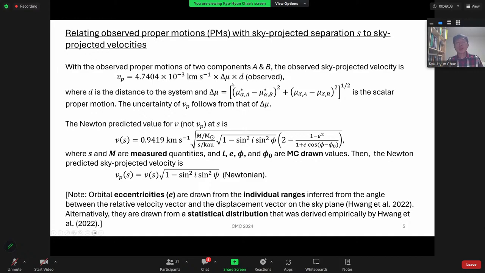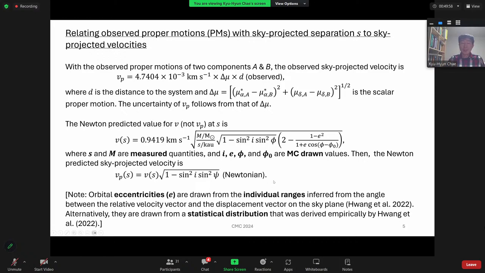So basically the scalar proper motion becomes basically the projected velocity. And likewise, the Newton predicted projected velocity also can be related to the 3D velocity. And then using the deprojection, we can have this relation. So here, S and M are measured quantities, but all the other parameters appearing here are unknown. So they have to be drawn using the Monte Carlo method.